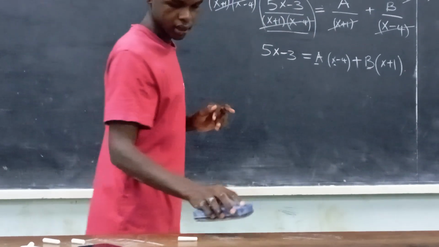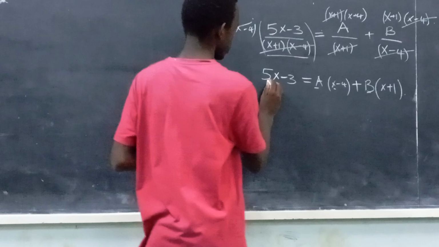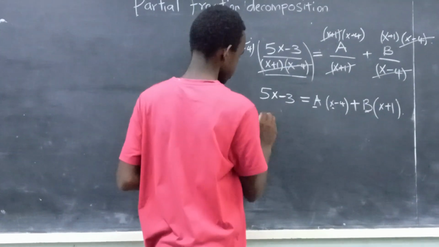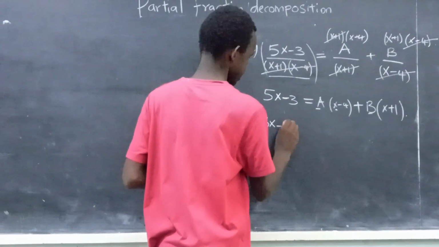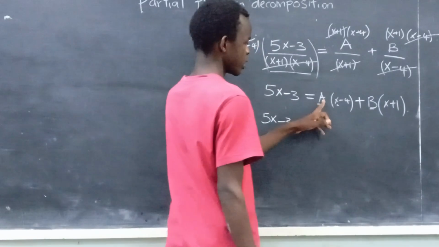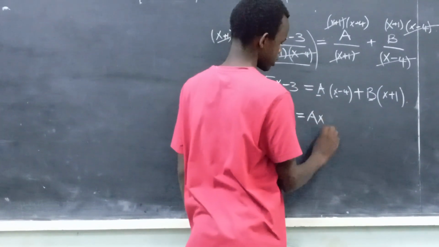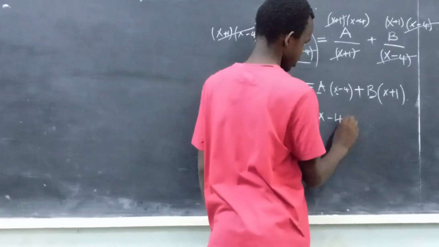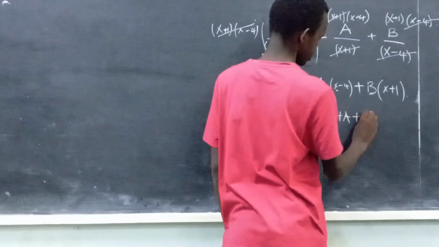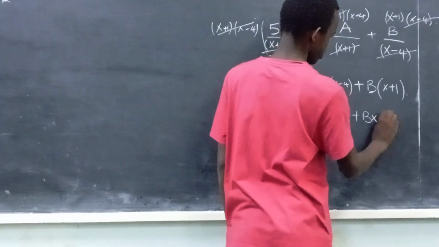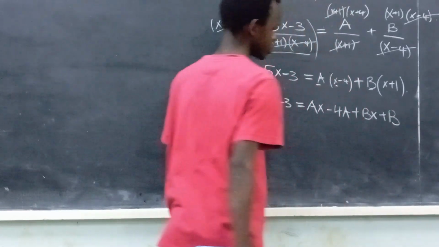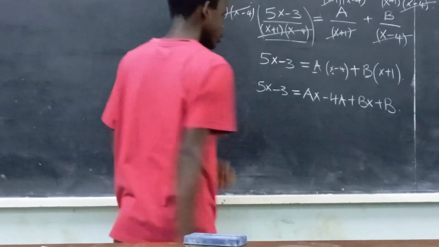So as expanding, just the normal expansion. So I'll just write 5x minus 3 equals, multiply a throughout by opening the bracket. So we'll get ax minus 4a, right, plus bx plus b. So this is the expansion. So this is a quite easy method.